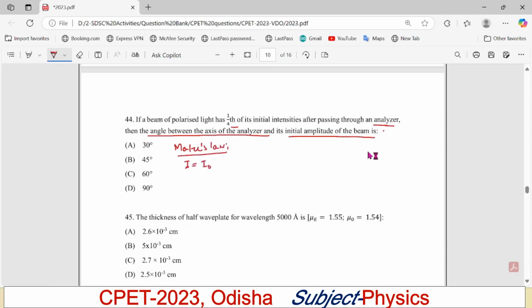I naught, the initial intensity of the light, cos square theta. So after passing through the analyzer, the polarized light has intensity 1/4 of initial. That means I naught by 4 equal to I naught cos square theta. So cos square theta will be equal to 1 by 4, that implies cos theta will be equal to 1 by 2. Theta will be equal to how much? Cos inverse 1 by 2 means 60 degree. Cos 60 degree value is 1 by 2. So option C is the correct.